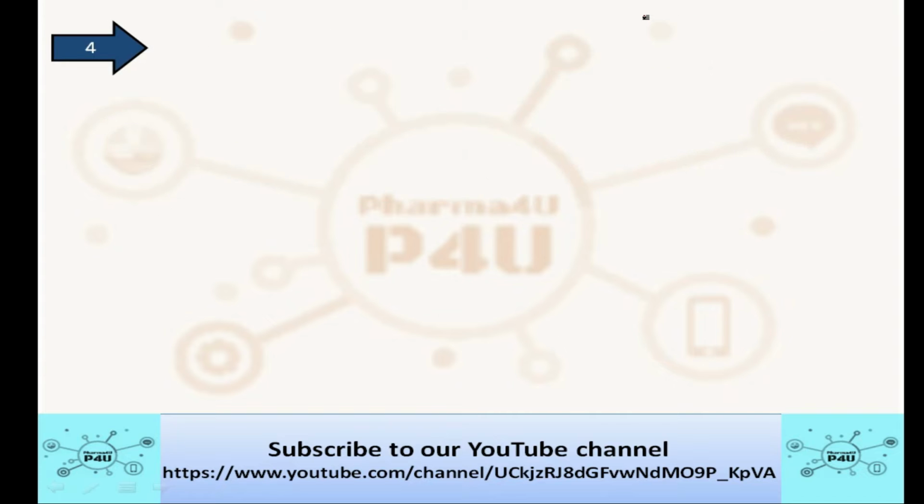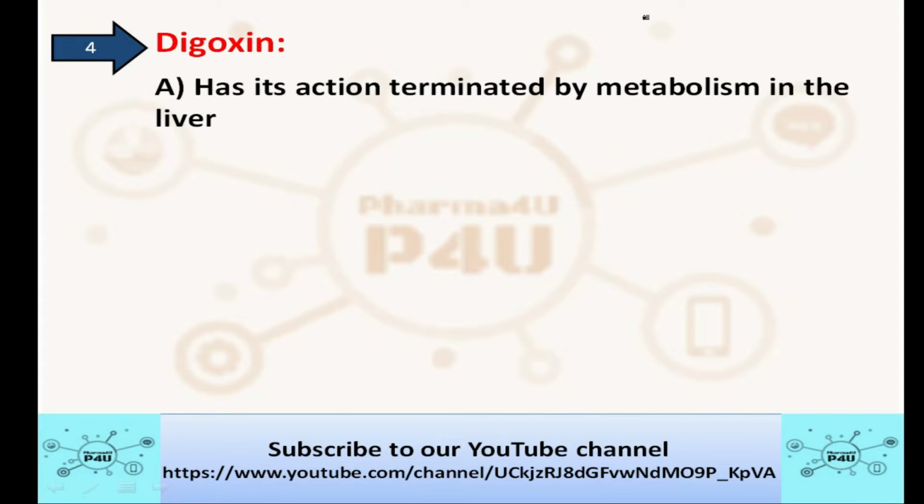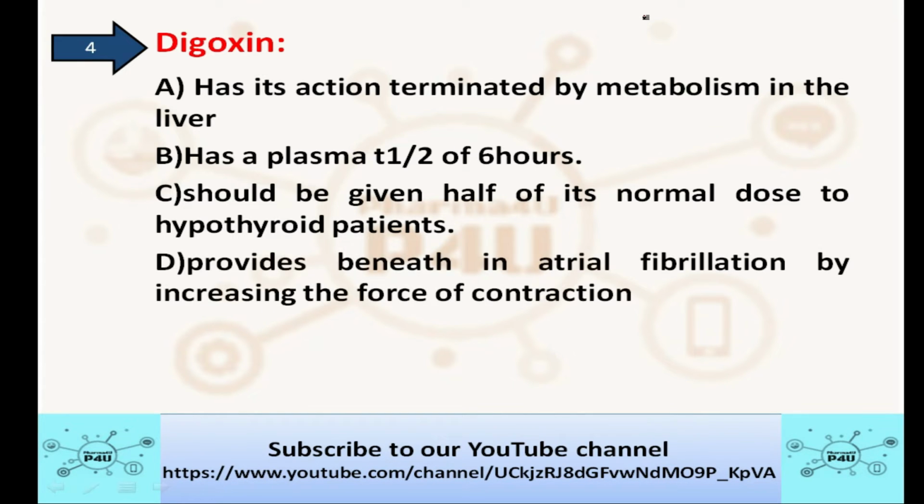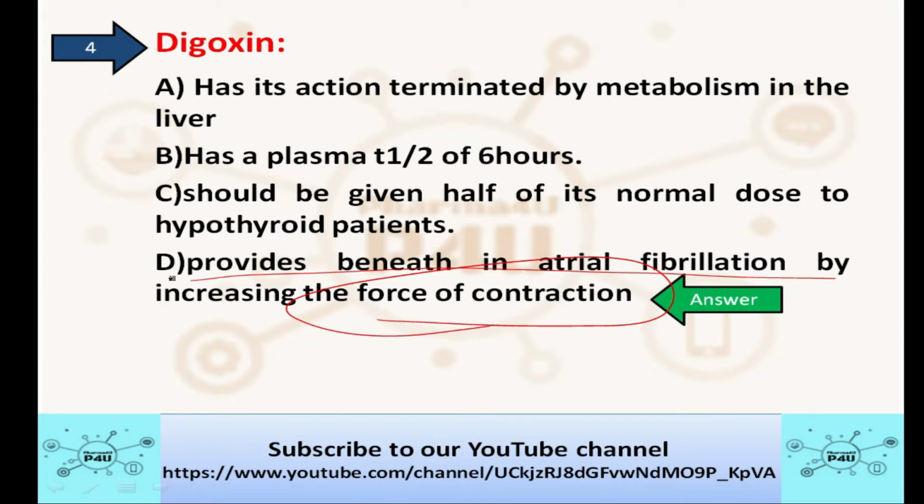Now moving on to the next question, digoxin: option A is has its action terminated by metabolism in liver, option B is has a plasma half-life of 6 hours, option C is should be given half of its normal dose to hypothyroid patients, option D is provides benefit in atrial fibrillation by increasing the force of contraction. So what digoxin actually does is provide benefit in atrial fibrillation by increasing the force of contraction. Students, sometimes questions ask what digoxin actually does. It increases the force of contraction.